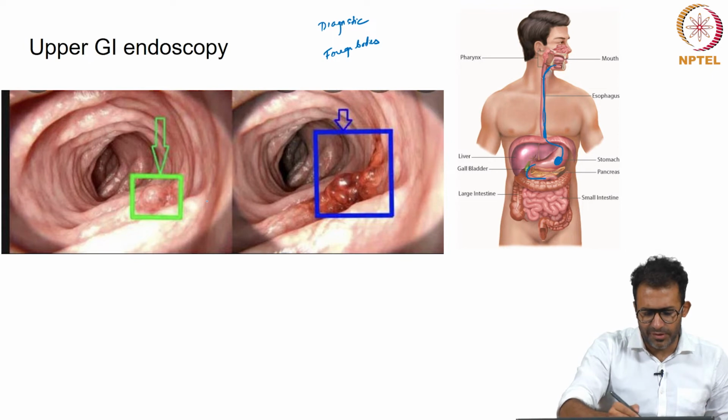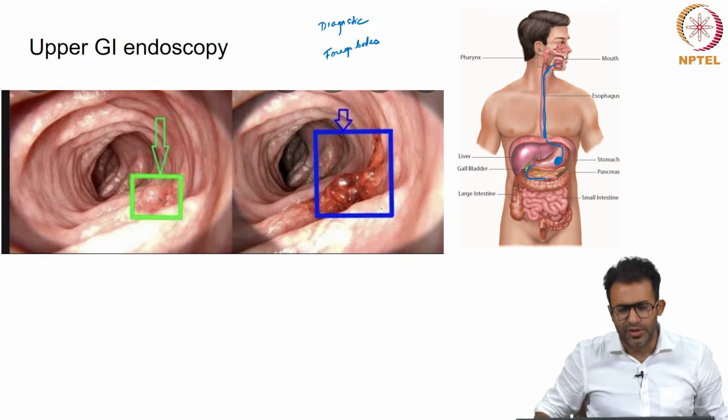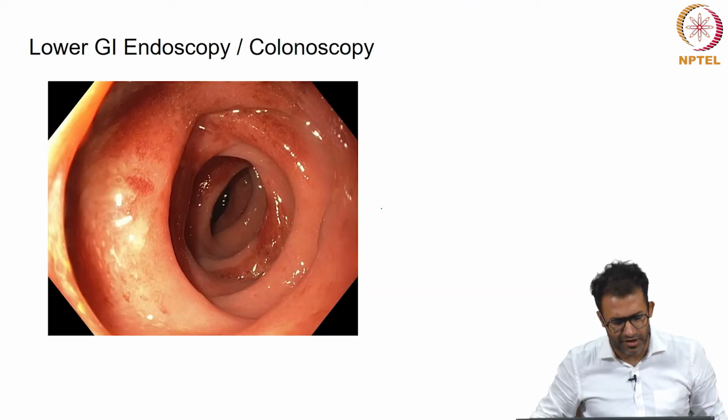So here what you can see is somebody has boxed the lesion in both these lesions, and you can use machine learning tools to understand what these are.